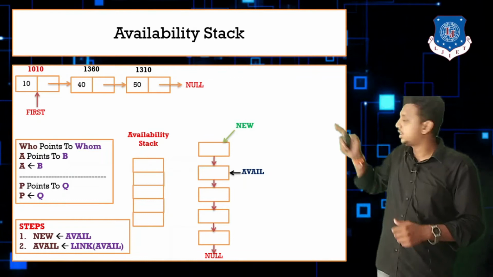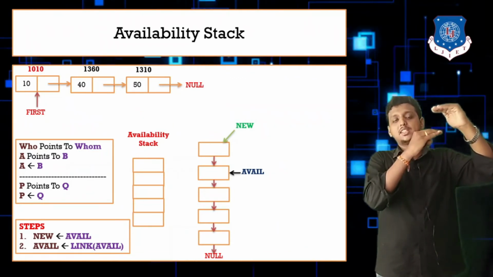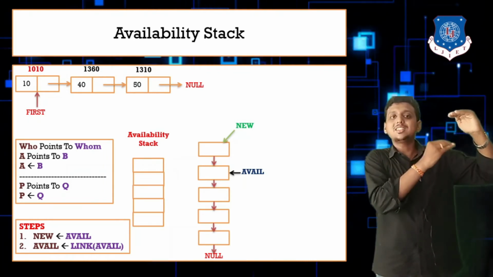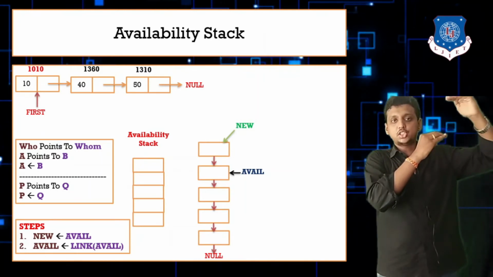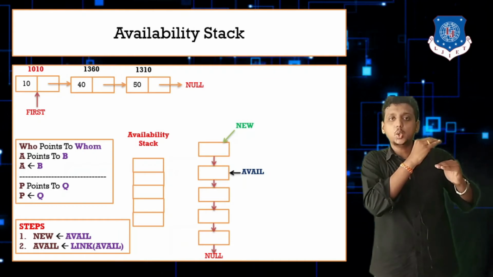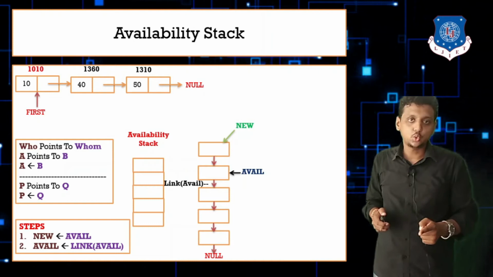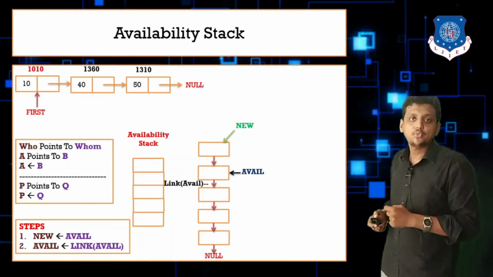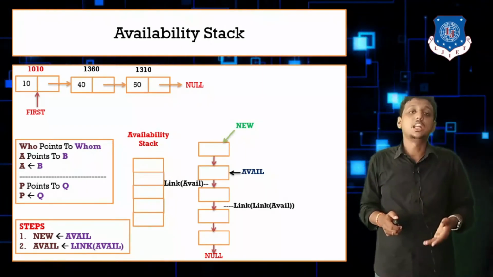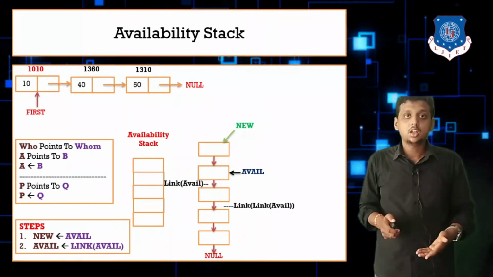Now consider the first node as new, because the new pointer is pointing over there. The second node is avail, because avail is pointing over there. Now what is the name of the third node? First is new, second is avail. What is the name of the third node? Link of avail, because the pointer of avail is pointing to that node, that's why it's known as link of avail. Fine. And then its next node can be considered as link of avail.